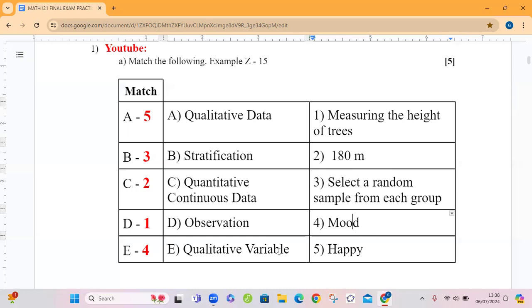because the data will be in words. And here you have the qualitative data. Happy is a data, a specific value of the variable mood. So E was matched to 4. Qualitative variable, an example is mood. Or the examples of qualitative variable will be color, etc.